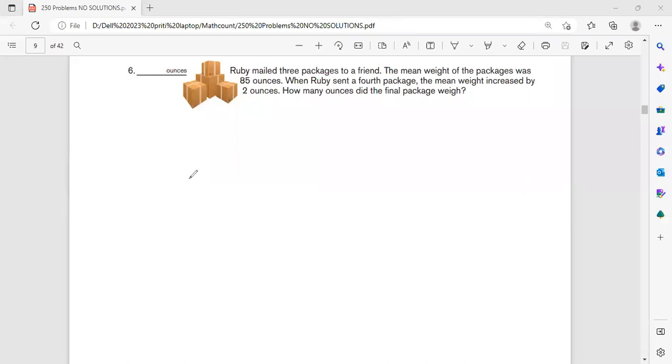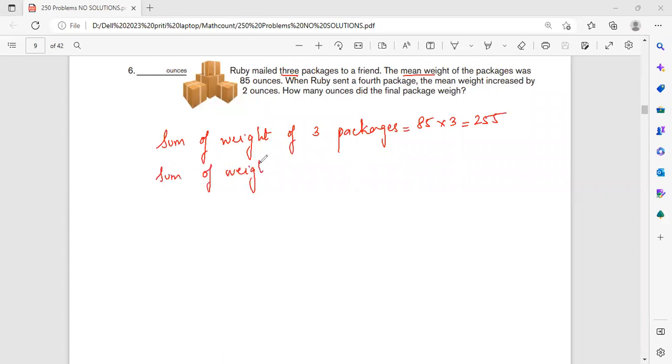Let's do question number 6. Ruby mailed 3 packages to a friend. The mean weight of the packages was 85 ounces. When Ruby sent a 4th package, the mean weight increased by 2 ounces. How many ounces did the final package weigh? Again, they're giving us the mean weight of 3 packages. So what will be the sum of weight of the 3 packages? It will be 85 times 3, which is 255. Now the sum of weight of 4 packages.